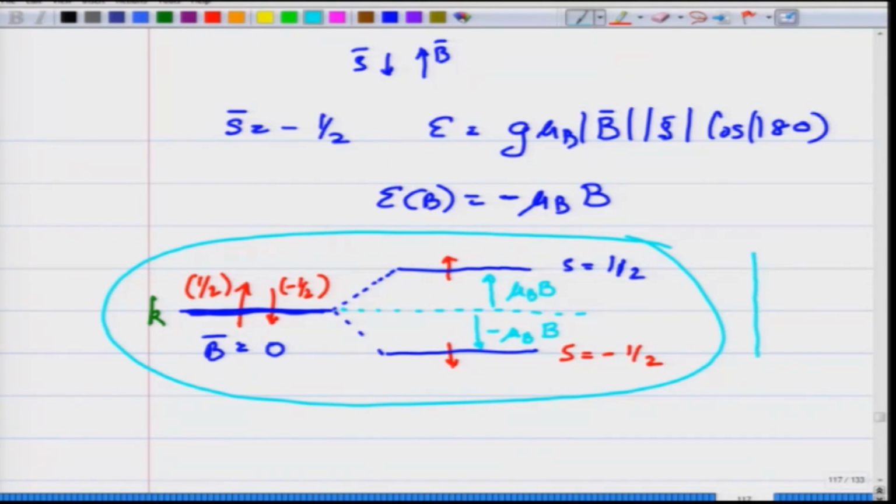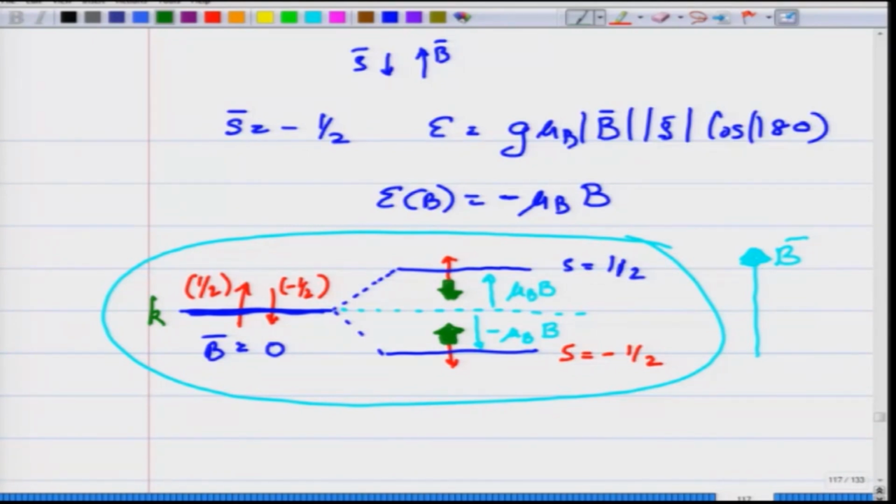Let us take this as the magnetic field direction B. If I draw the magnetic moment of the particle, for the spin half particle, this is the direction of the magnetic moment. For the spin half particle, the magnetic moment is opposite to the direction of the magnetic field, so it has a higher energy, and for the spin down particle, this is the direction of the magnetic moment, which is in the direction of the magnetic field.